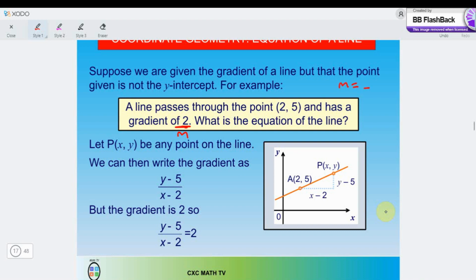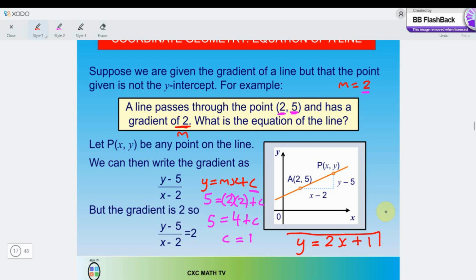Since the gradient is 2 and you know the equation of the line is y equals mx plus c, what do you know? You know a y value is 5, you know an x value is 2, and you know the gradient. We can use that to find c. So put the y value 5 equal to the gradient 2, times the x value 2, plus c. 2 times 2 is 4, plus c is 5, and so c must just be 1. Now since c is 1, the equation of the line is y equals, the gradient we said was 2, so 2x plus the c value we got, which was 1.